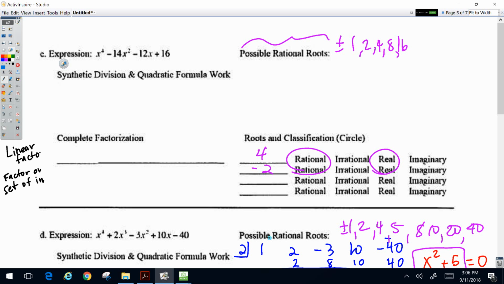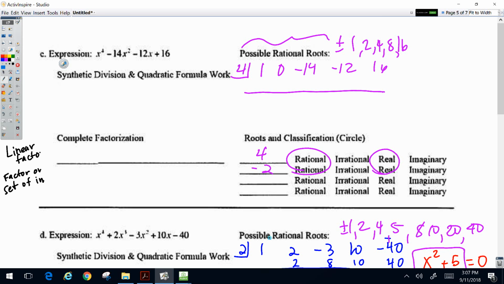Okay, so let's do synthetic division. It doesn't matter which one you divide by first. You can divide by 4, or you can divide by negative 2. So we have 1. What comes next in this? 0, because there's no cube. Then negative 14, negative 12, 16.